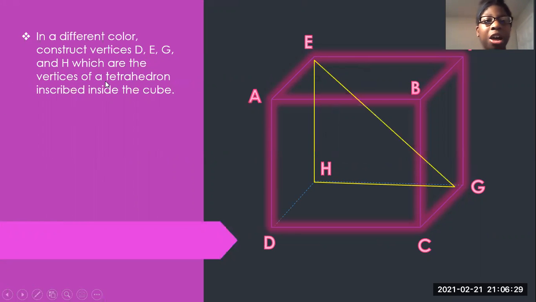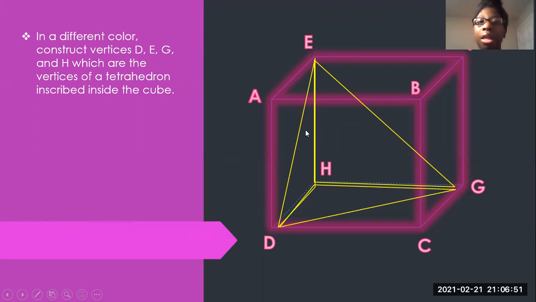Now let's draw a tetrahedron. I'm sorry, it's hard to pronounce that word. And a tetrahedron is four triangles, basically, with four faces. So we'll have to connect E to D, D to H, H to G, and G to E. And this will be our four triangle faces, which is 1, 2, 3, and then of course right here, which is 4.